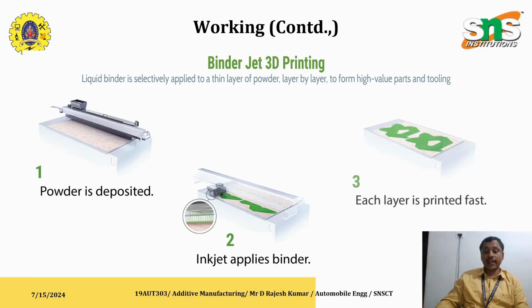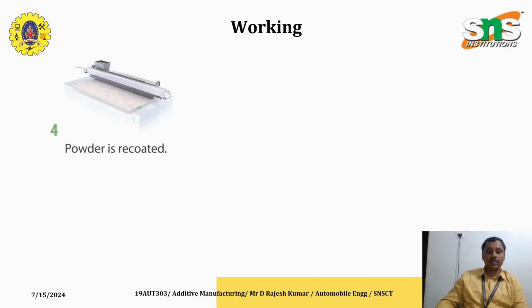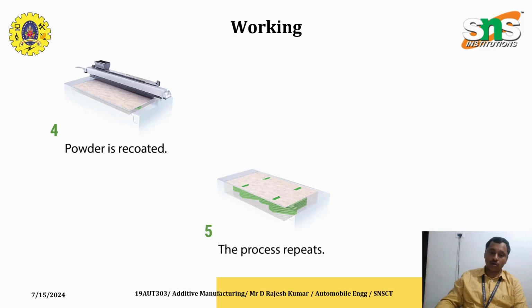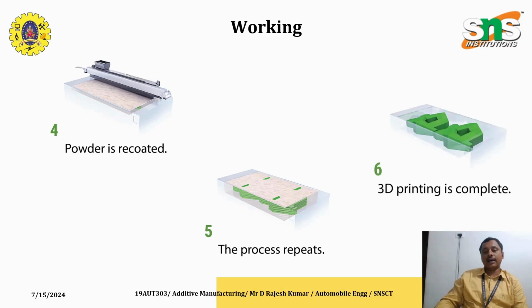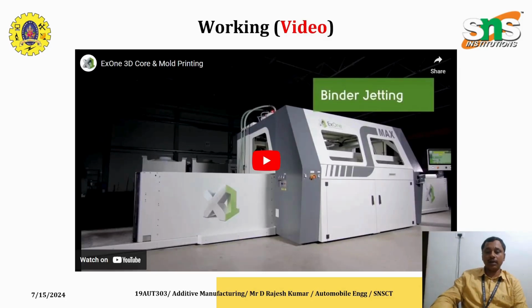Step number 3 is that the layer is rolled by the roller again. So this step continues. The powder is once again coated and then the binding agent is applied and the process repeats. This process is repeated until the required thickness of the geometry is achieved. So let us see a video of the working principle.